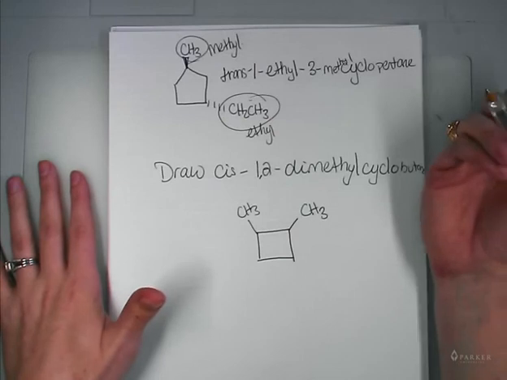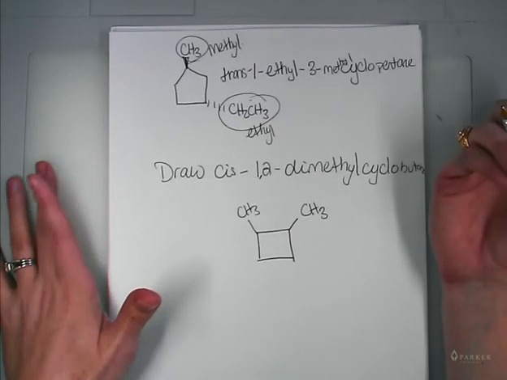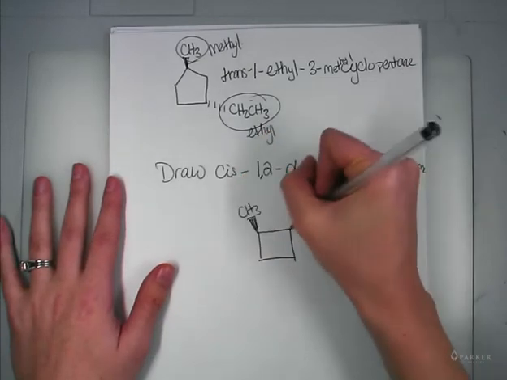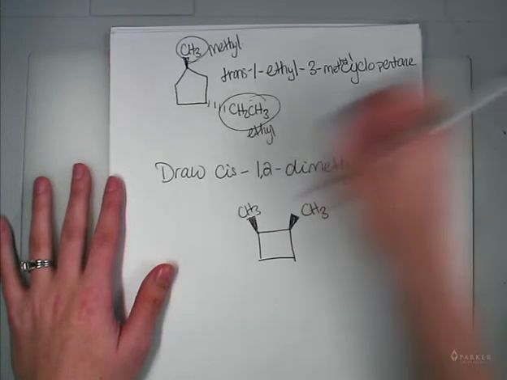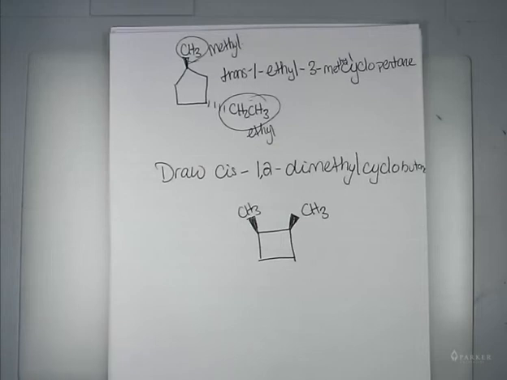That doesn't matter. How would I do cis? Give me one example. Both wedge. Or I could have done both dash. Either way, as long as they're the same, it's cis.